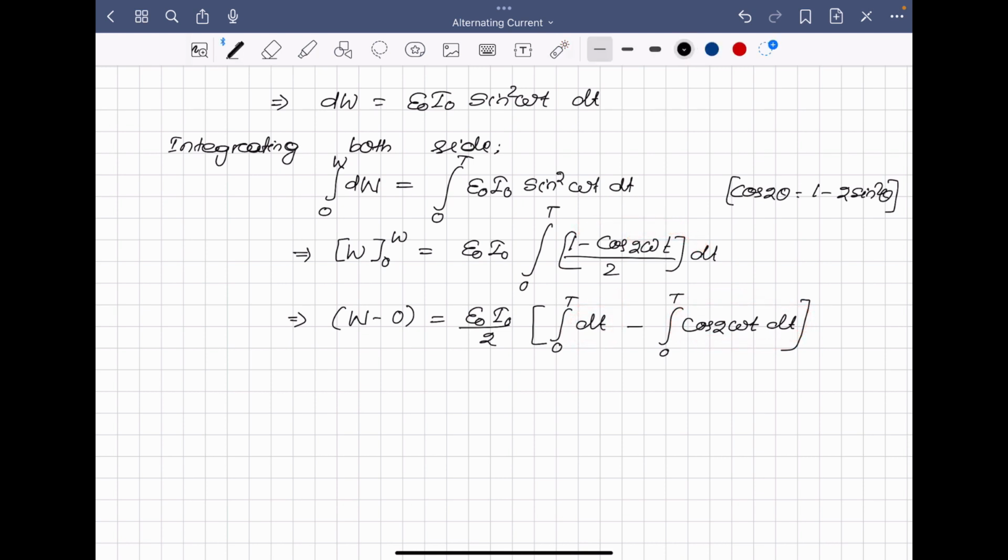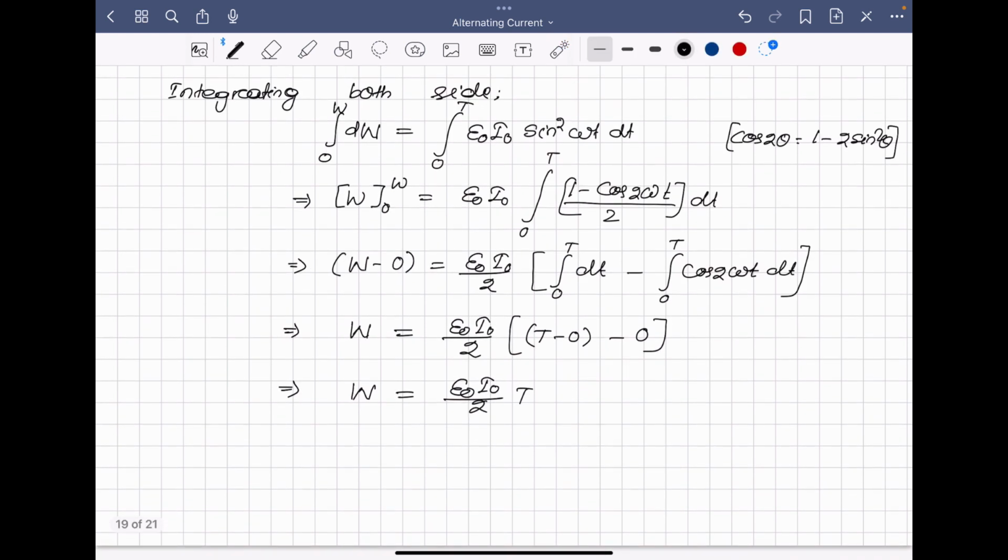As you know, for a complete cycle, the cos and sine functions give 0 value, so this cos term gives 0. Then the integration of dt is t; putting the limit from 0 to T, we get T minus 0. Hence W equals E naught I naught upon 2 into T, or W by T equals E naught by root 2 into I naught by root 2. So this W by T is our average power.